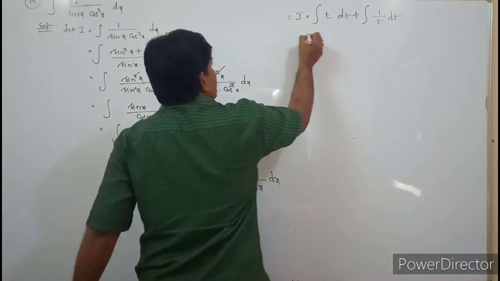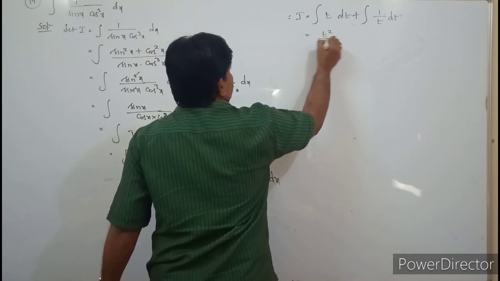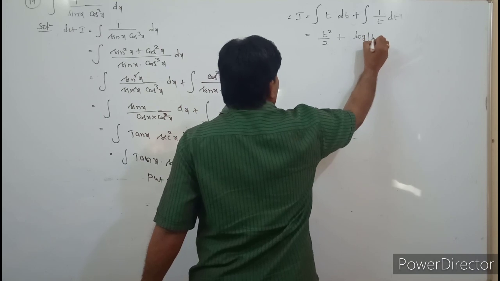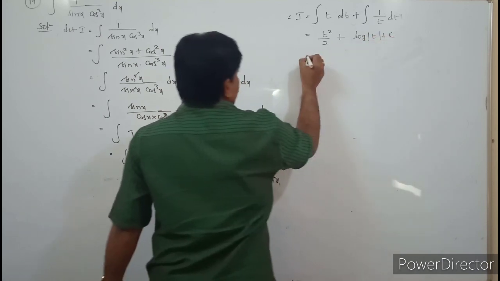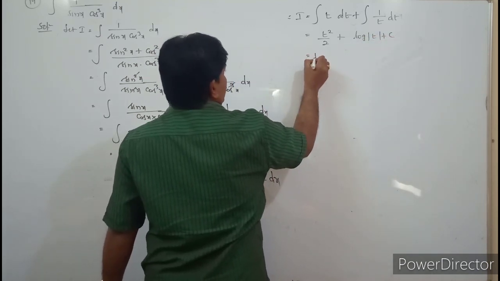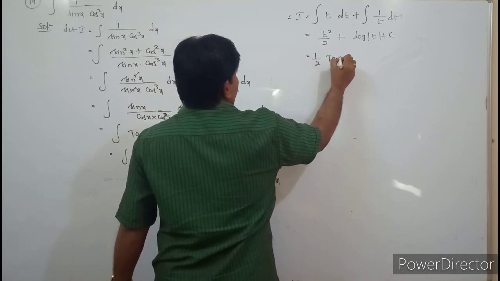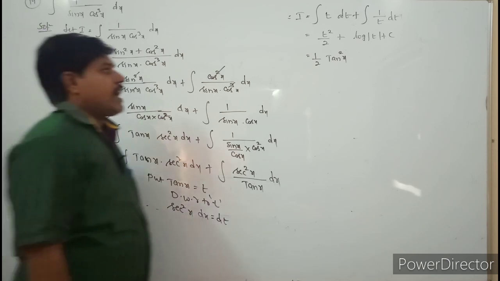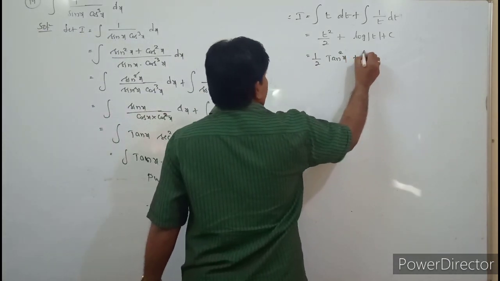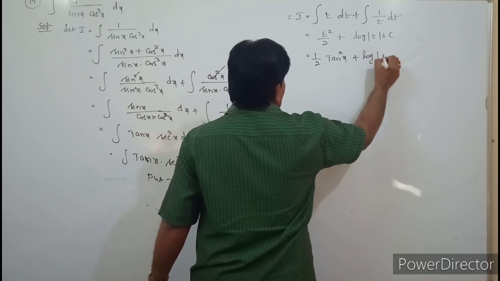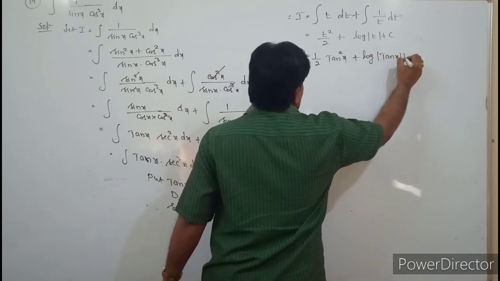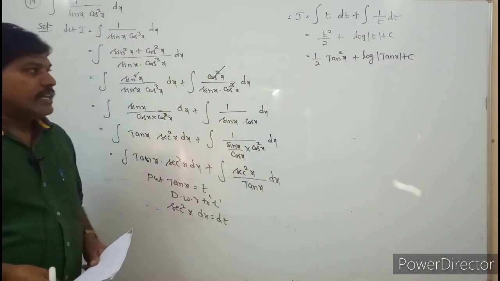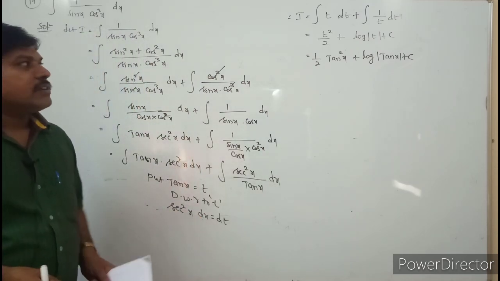So what is the integral of t? Integral of t is nothing but t square by 2 plus integral of 1 by t is log mod t plus c. T is nothing but tan x. So it will become 1 by 2 into tan square x plus log of mod tan x plus c.